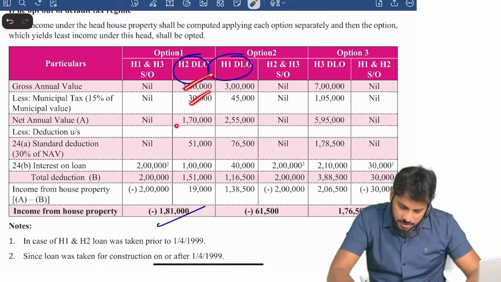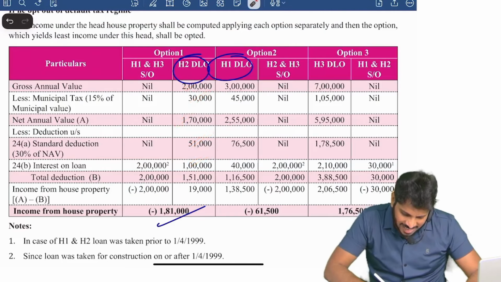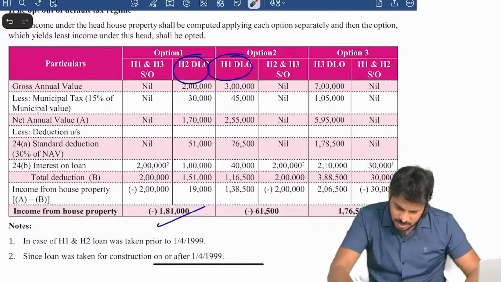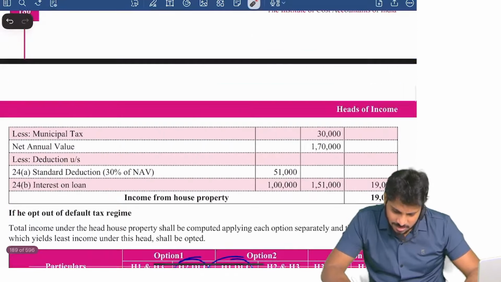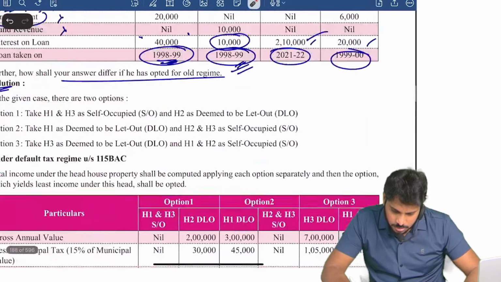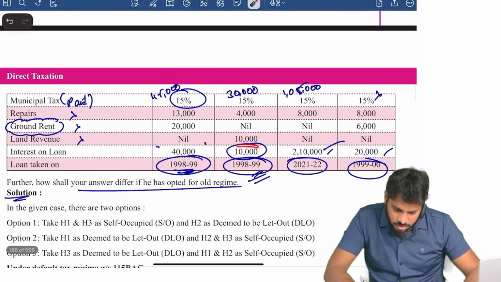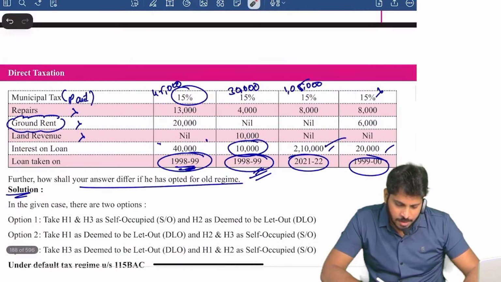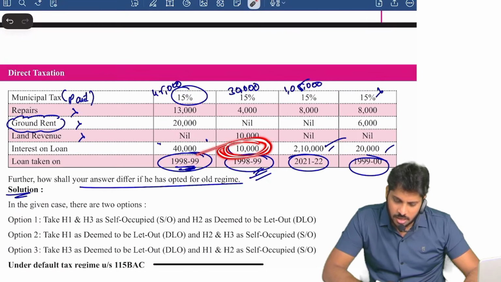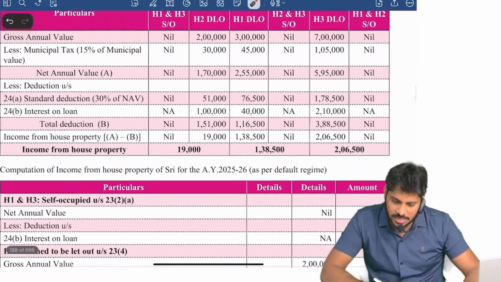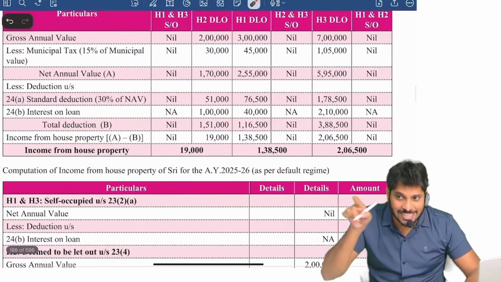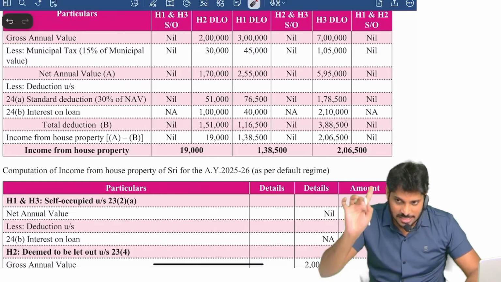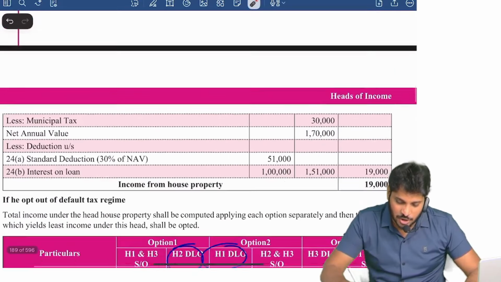2 lakhs correct, 30 correct, 51 correct. Interest on loan 1 lakh. What is the interest on loan for house 2? 10,000, no? House 2 interest is how much? See? 10. Then why they took 1 lakh here? That's the mistake. That's why 90,000 difference we got. So our answer is right. They gave a wrong answer here.